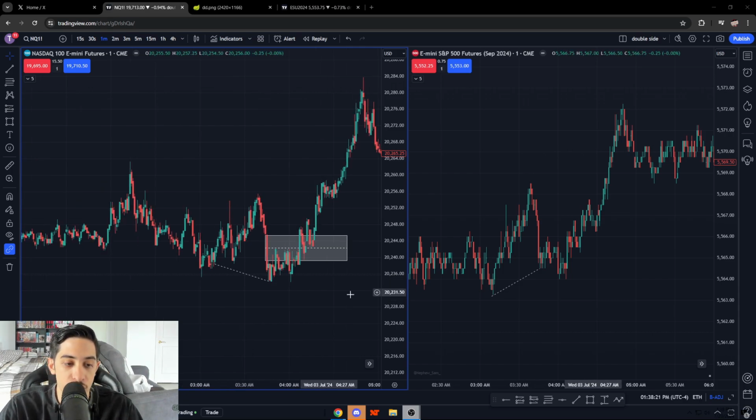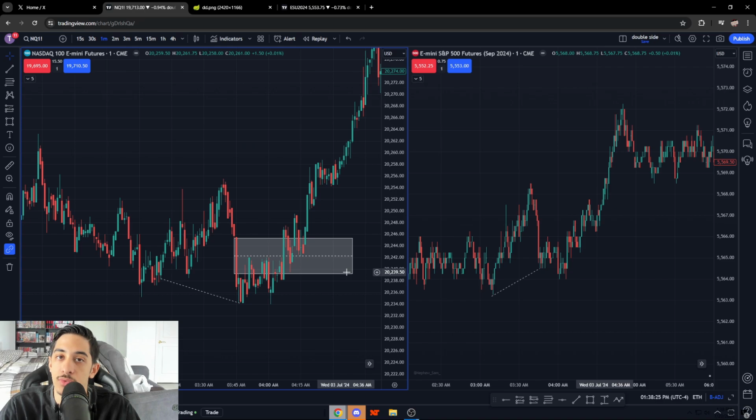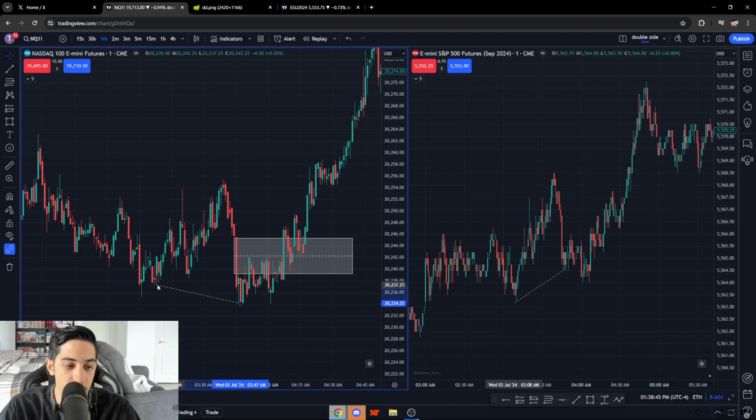So let's just start off by saying, what is an SMT? Now an SMT really is a divergence between the 2 indices. I use NQ and ES. Some people will throw YM in there. I personally do not check YM, but you can do that if you want to. So essentially, SMT is when we have major swing points, right? That you see major swing highs and major swing lows.